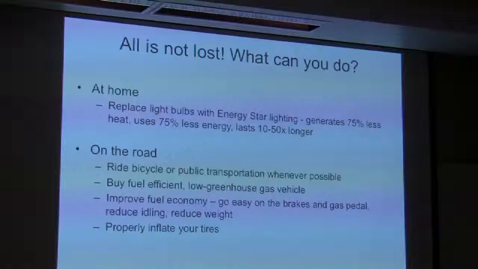The simplest thing you can do at home, if you haven't done so already, is to replace your light bulbs with compact fluorescent bulbs or Energy Star lighting. It'll say Energy Star on the box. It generates 75% less heat, uses 75% less energy, and lasts 10 to 50 times longer. And on the road, of course, you can ride your bike or use public transportation whenever possible. If you're in the market for a new car, buy a fuel-efficient, low greenhouse gas vehicle.